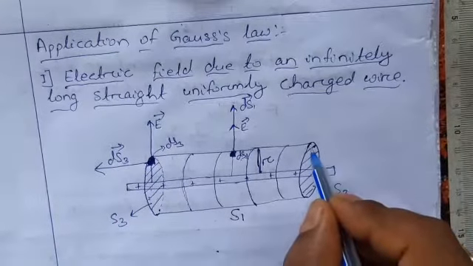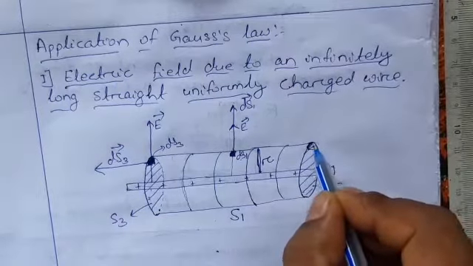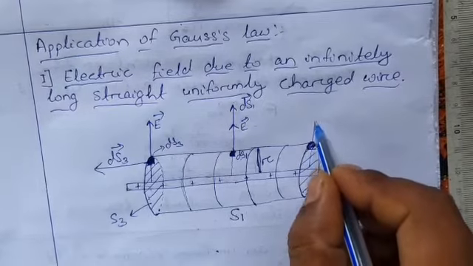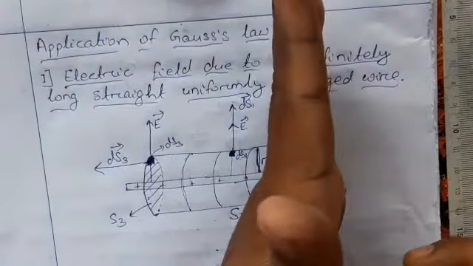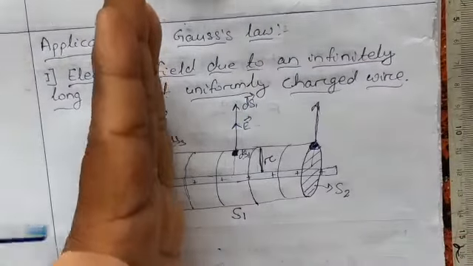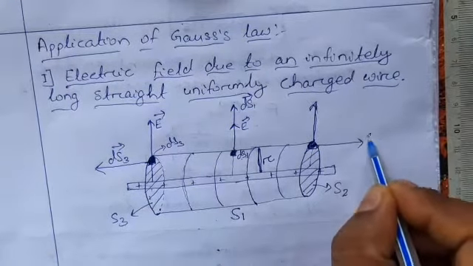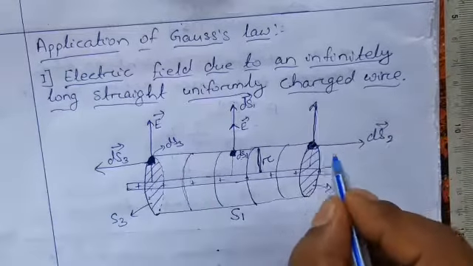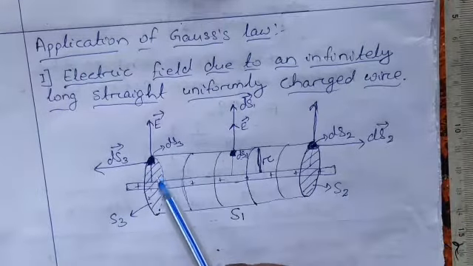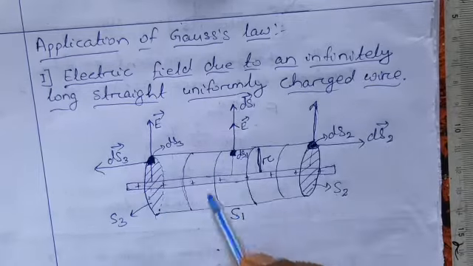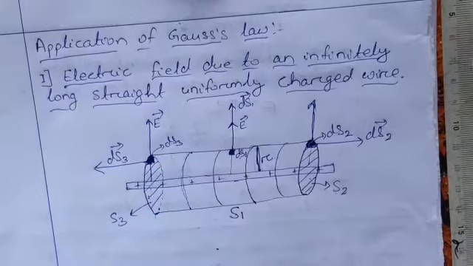Now in the area of S2 I will take a small area. Here also the electric field will be like this, and the area vector is outward, in this way. This is the ds2 vector, and this is the magnitude of area ds2. So I have taken three sections: S1 surface area, S2 surface area, and S3.